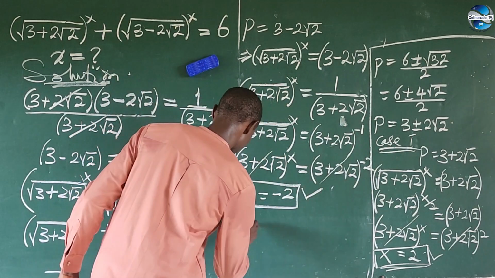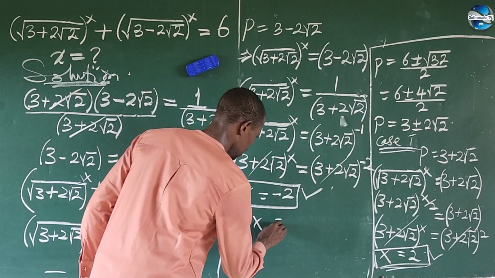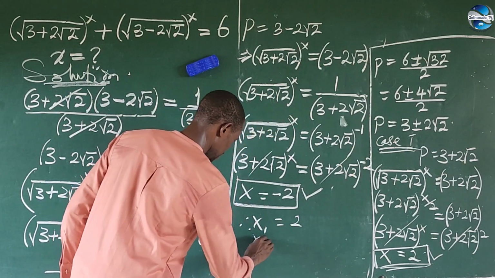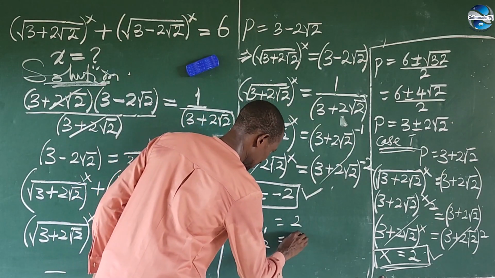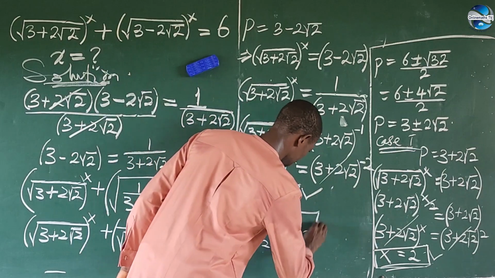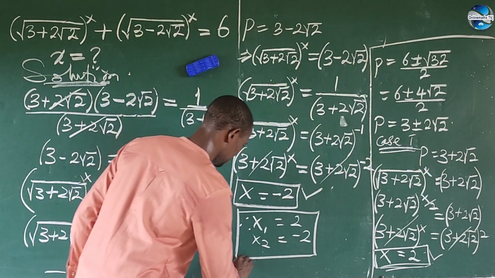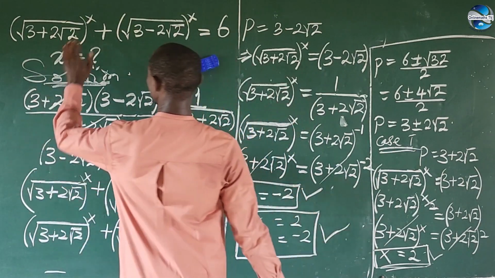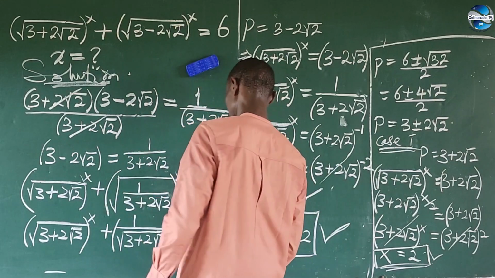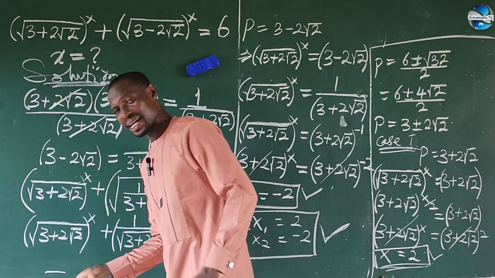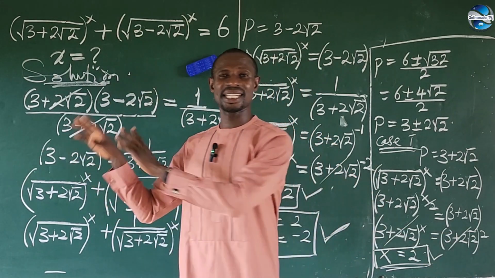So in all, we have x1 is equal to positive 2, and x2 is equal to negative 2. So these are the two roots that will satisfy this nice exponential challenge. So this marks the end of this simple challenge.